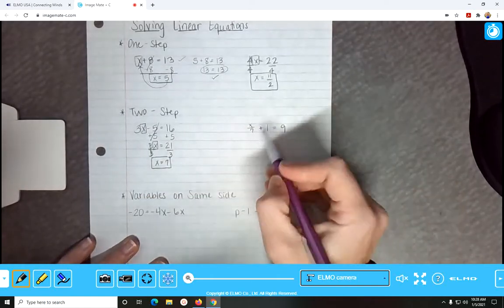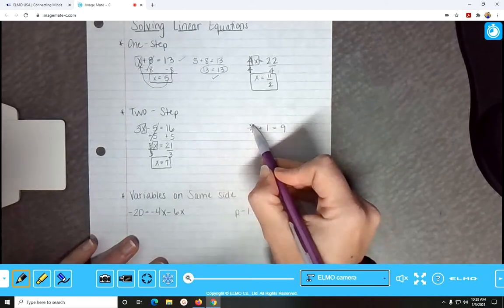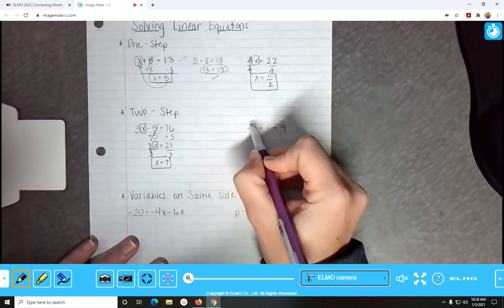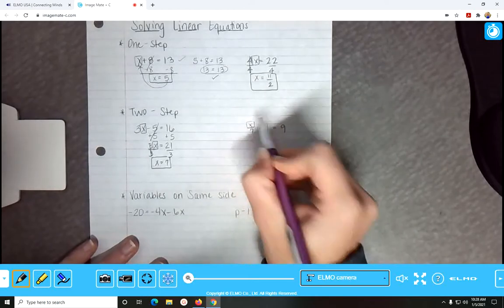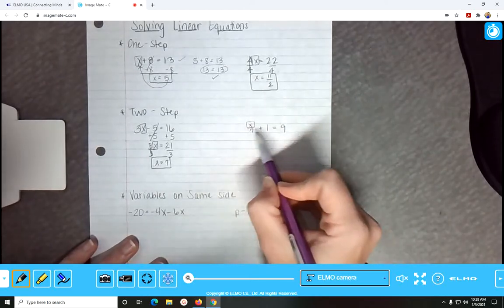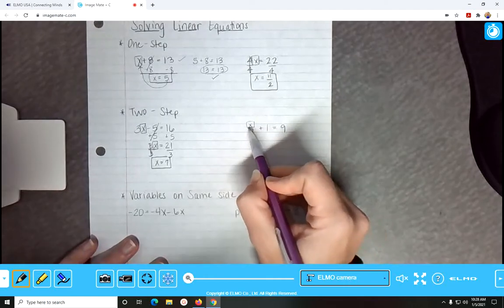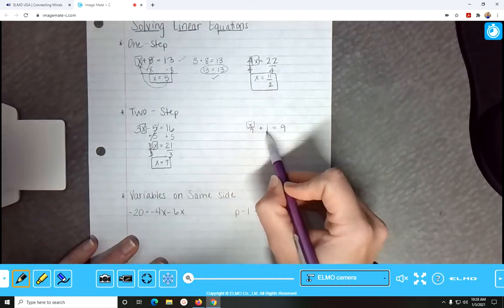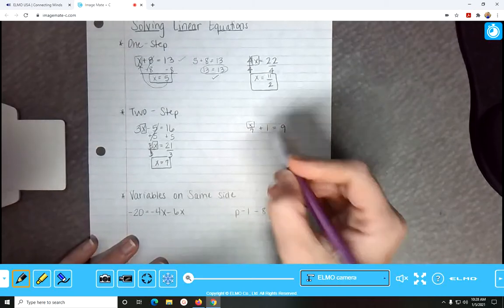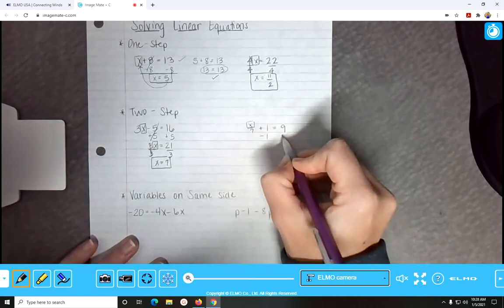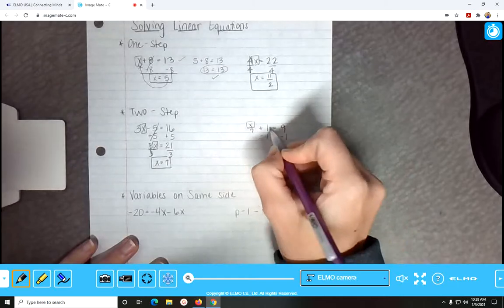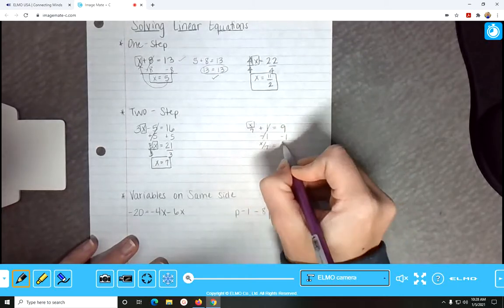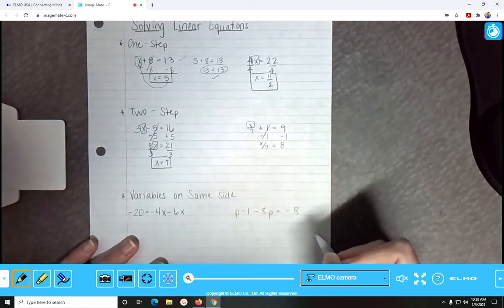Okay, the next equation says x over 7, or x divided by 7, plus 1 equals 9. Alright, so here's what we want to isolate. So we need to get rid of the 7 and the 1, but because this is division, we're going to do that last. We're going to get rid of the plus 1 first. So we're going to subtract 1 from both sides. So we have x over 7 equals 8.